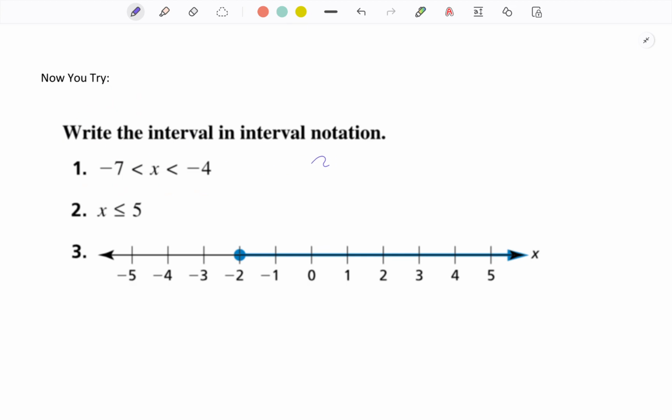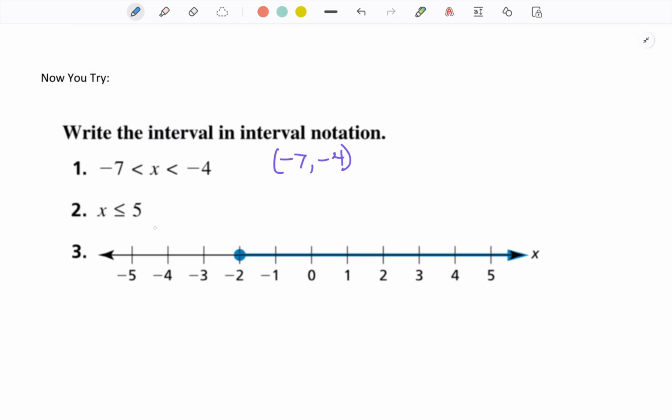Okay, so we should have started with -7 since it's the lower value, and use a parenthesis because we do not have the or equal to. We can go all the way up to -4. We also cannot touch it, so it gets a parenthesis.